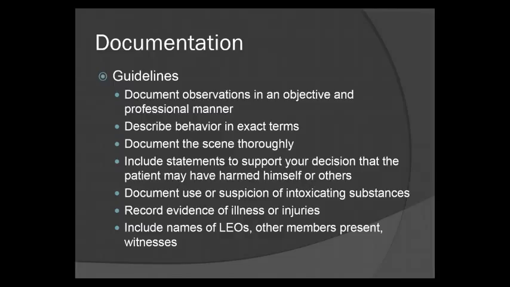Document, document, document. That way, if something comes up, they can look at your report and say, oh, this person already had a bruise on their upper arm. They already had knife marks on their forearm. Include the names of law enforcement officers, other members present, and witnesses. As I said before, you cannot over document. Always write down everybody's names. That way, if something comes into question, they know who else was present and can proceed with any questioning if necessary.